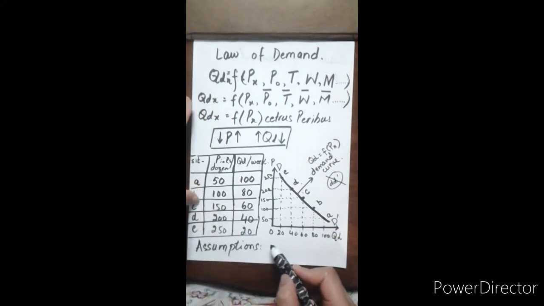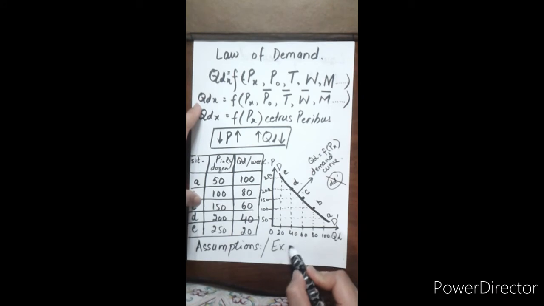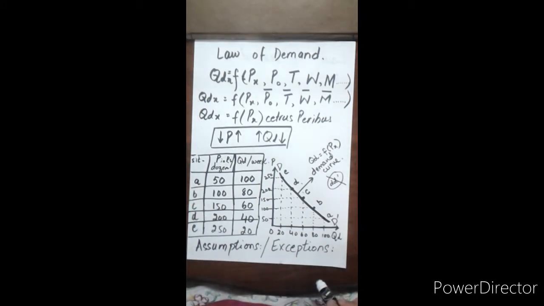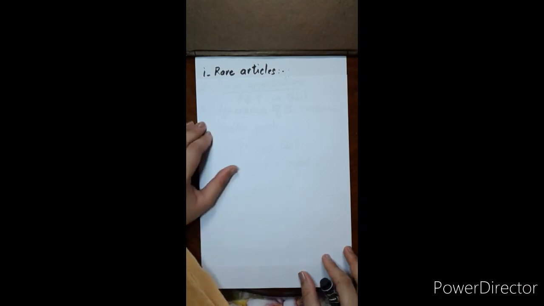And if you have time, you can add exceptions to your answer if time allows, or if the question is asked. In exceptions, you will mention all the points, all the situations where the law of demand is not applicable. Okay, now let's discuss all those points where law of demand does not hold.